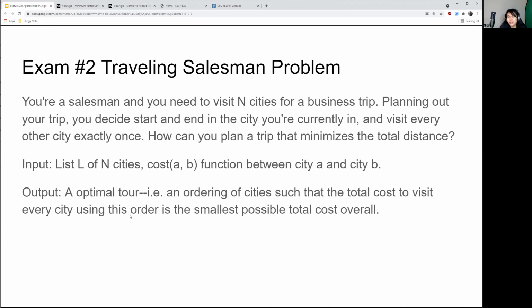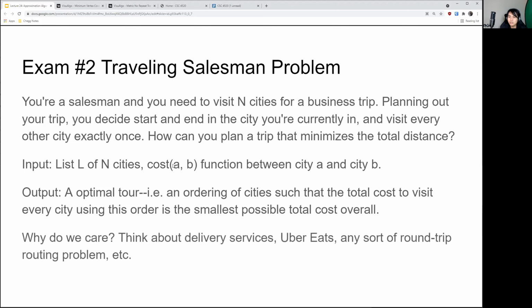Now, you might wonder, why do we even care about this? Since it's such a hard problem, why don't we just ignore it? Well, think about how we do deliveries in the United States and in general, right? There is some FedEx warehouse with all of your packages that came from all around the world to the Atlanta area. A FedEx driver will get into his or her truck in the FedEx building, pick up all the packages, and then drive around to n minus 1 other locations dropping off packages.